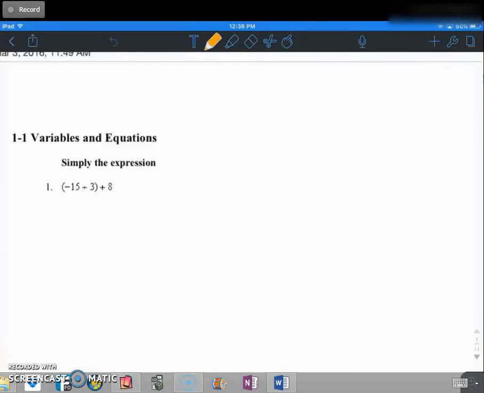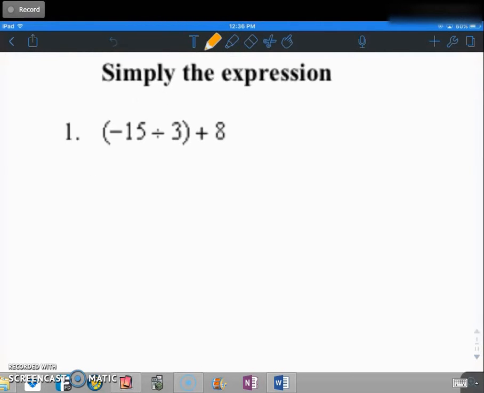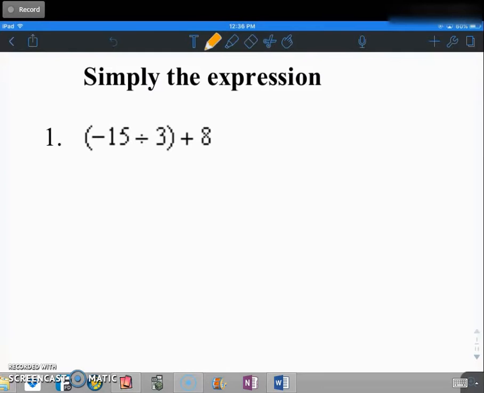So we're going to be working on order of operations. Again, in order of operations, it goes parentheses, exponents, multiplication and division, adding and subtracting. How I remember this is Please Excuse My Dear Aunt Sally. Each letter in that represents the order of operations.